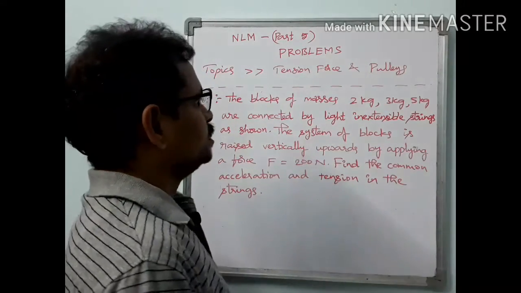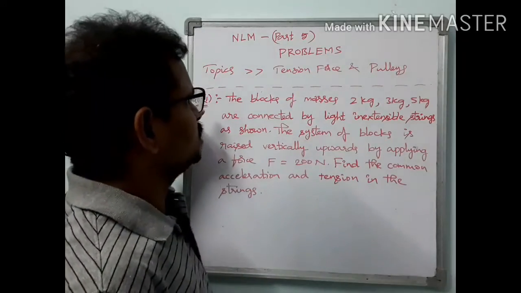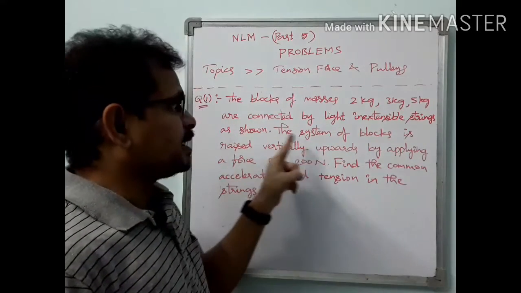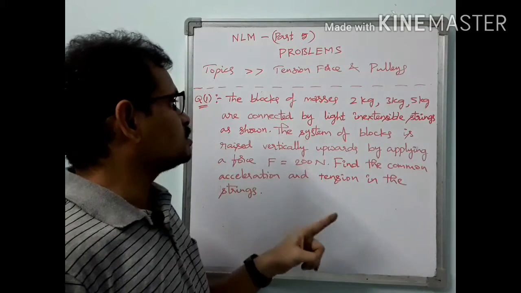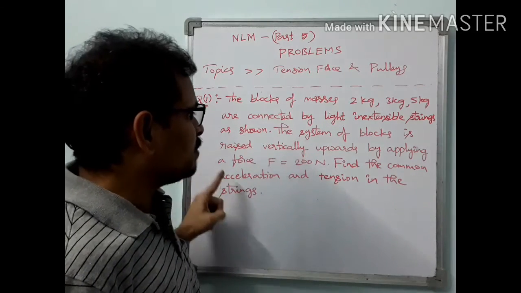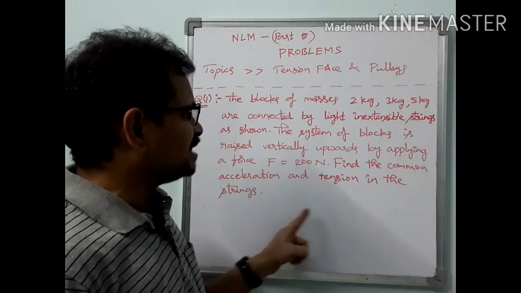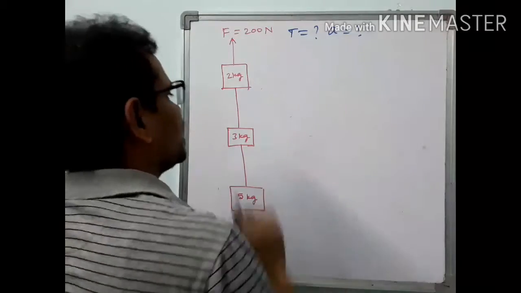So here our first question is: the blocks of masses 2, 3 and 5 kg are connected by light inextensible strings as shown. The system of blocks is raised vertically upwards by applying a force of 200 newtons. Find the common acceleration and tension in the strings.